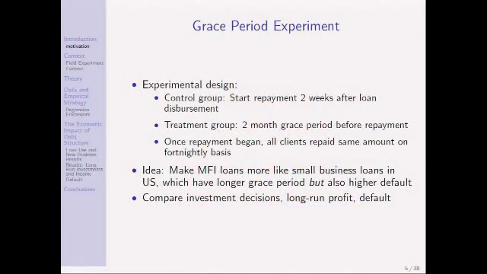We studied the impact of this by a field experiment in which we randomly assigned this new contract type and the classic contract type to groups of borrowers. In particular, the control group had the classic Grameen Bank loan, in which they start repayment, in this case, 2 weeks after the loan is dispersed. And the treatment group had 2 months longer to wait before they started repaying. Once repayment began, the term structure was identical. And so all clients repaid on a fortnightly basis, every 2 weeks, the exact same amount.